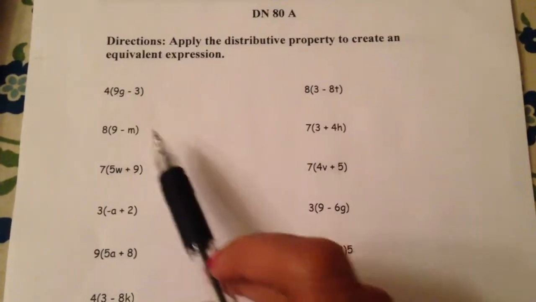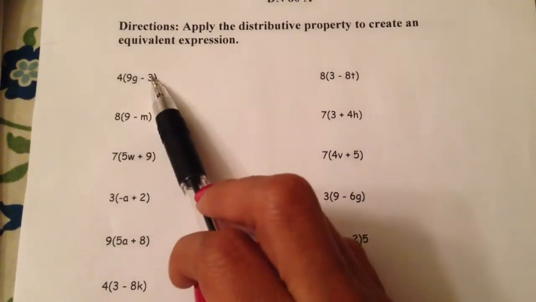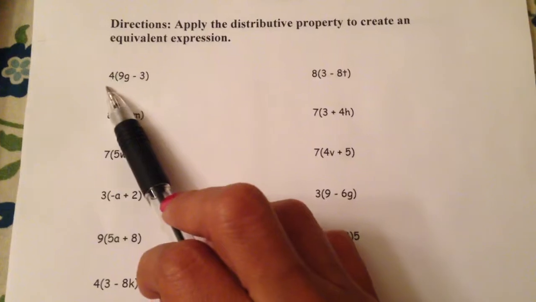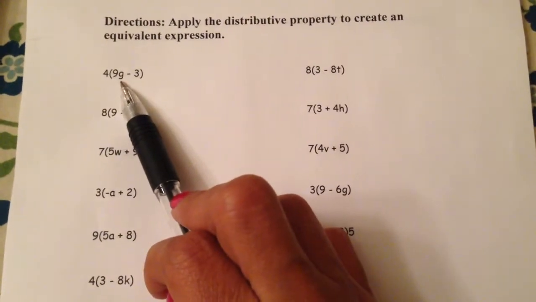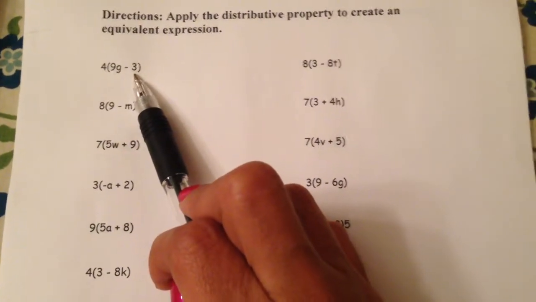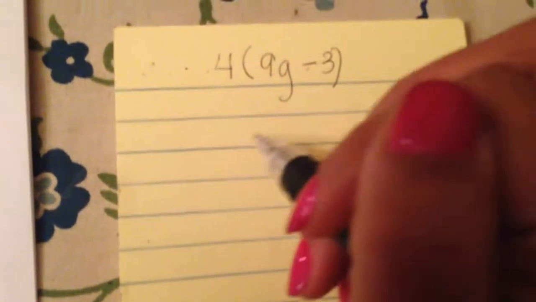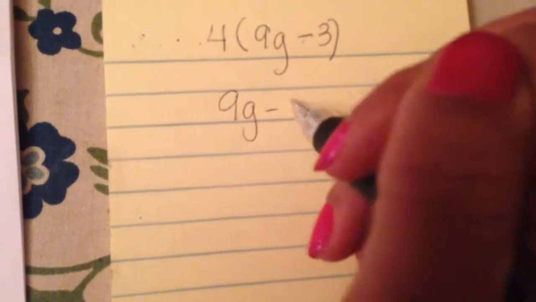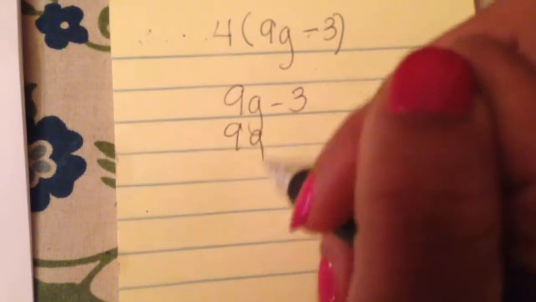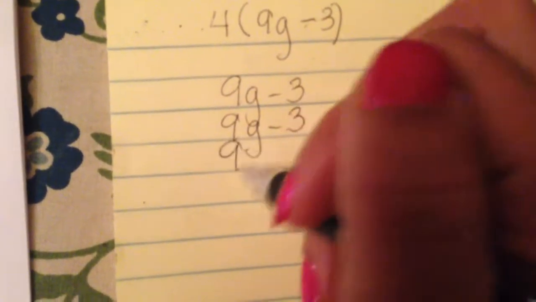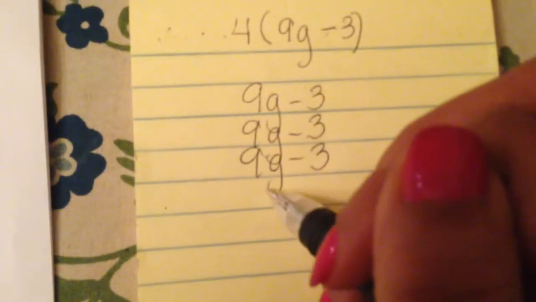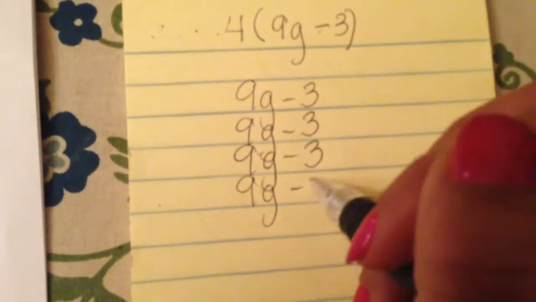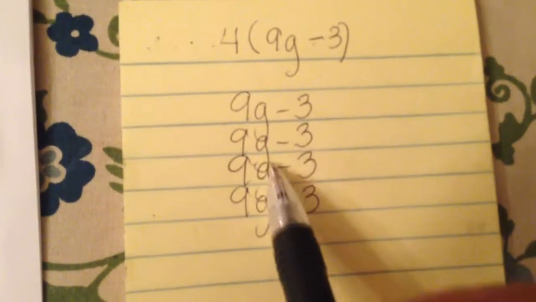So when I think of these, I can already tell I have groups because it's in a parentheses. I literally see that I have 4 groups of 9g minus 3, which is like saying I have 9g minus 3, and another 9g minus 3, another 9g minus 3, another 9g minus 3. Now I'm just repeating it 4 times.